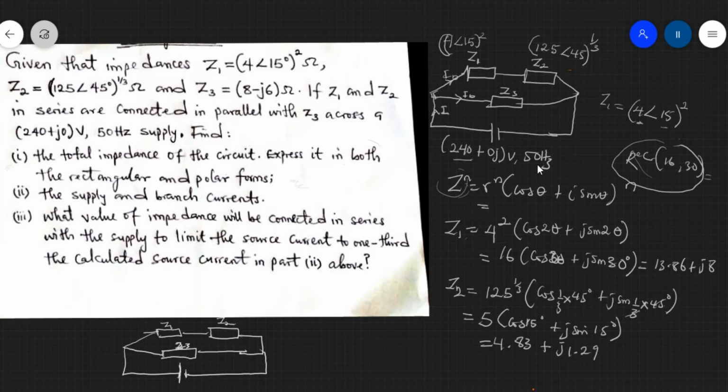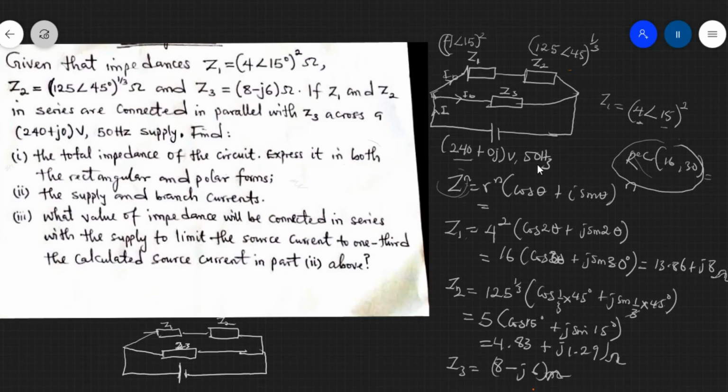So we're not done; we are still expanding our work. Z3 is already given to you in rectangular form: 8 minus j6 ohms. We will not forget our unit, ohms. This is ohm, not n. Now let's get to the problem. All we've been doing so far is conversion. Let's get to solving the real problem.